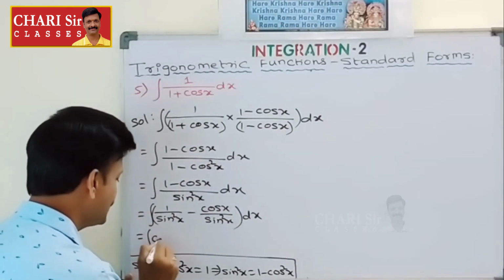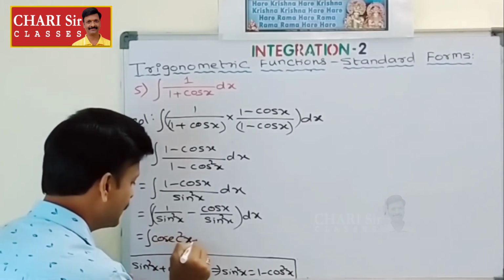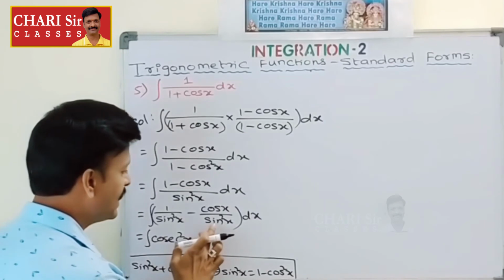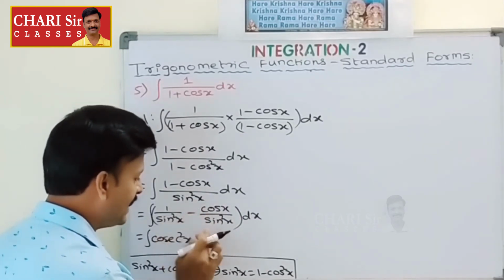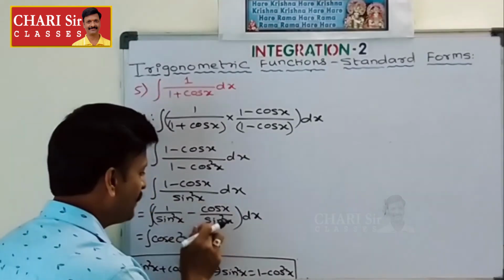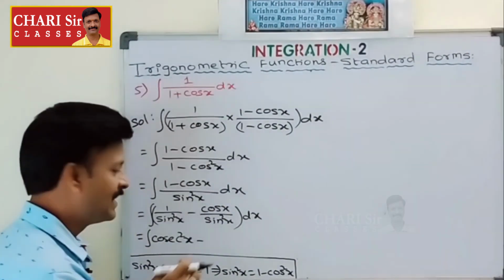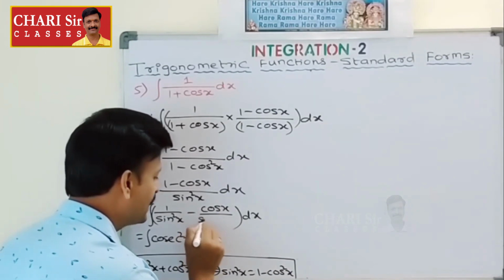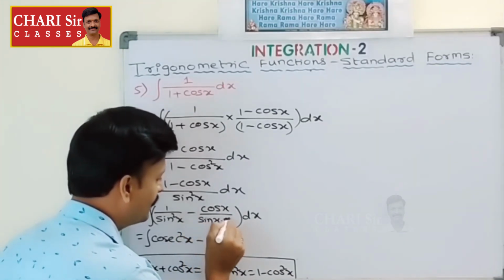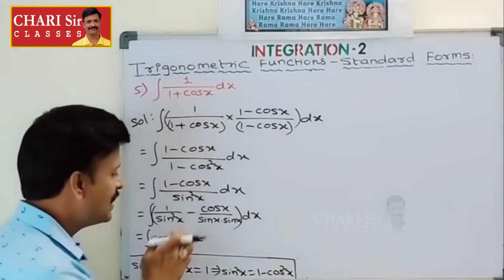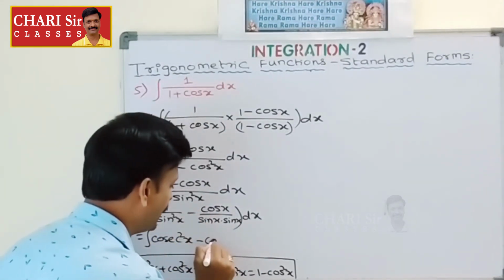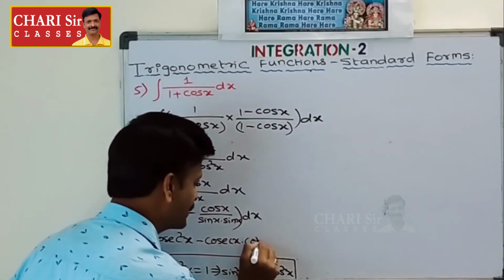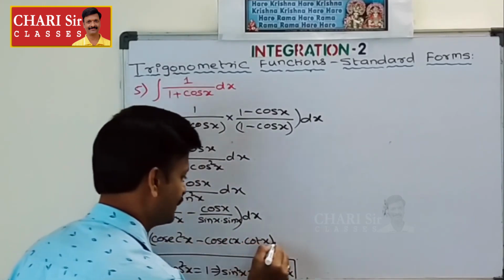1 by sin square x is cosecant square x, and cos x by sin square x can be taken as first cos x by sin x, which is cot x, and 1 by sin x is cosecant x. See sin square x, what am I writing here? Here I am writing sin square x as sin x into sin x. So 1 by sin x is cosecant x, first I am writing this into cos x by sin x, which is cot x, and whole dx.